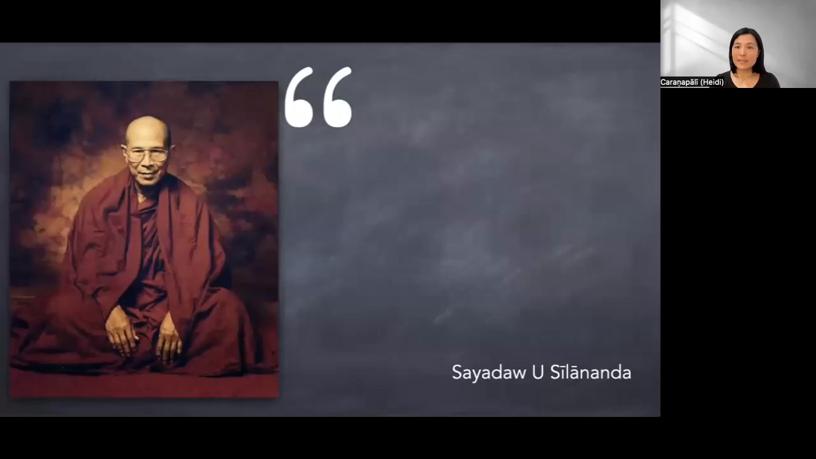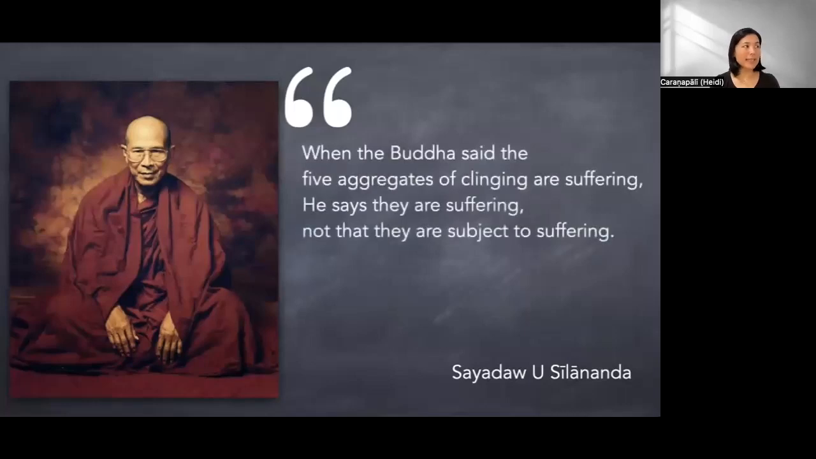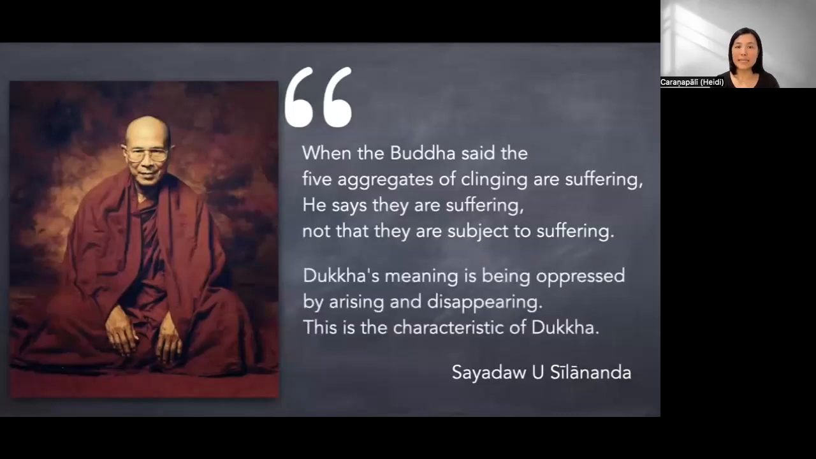Okay, so that's what Sayadaw said. In short, the important point here is that when the Buddha said that the five aggregates of clinging are suffering, he means that they are suffering. They are not just subject to suffering, but they themselves are dukkha. Dukkha's meaning is being oppressed by arising and disappearing. This is the characteristic of dukkha.